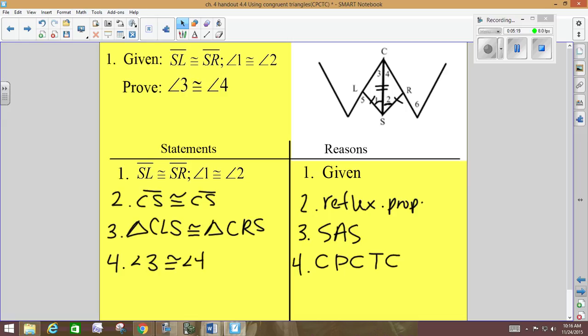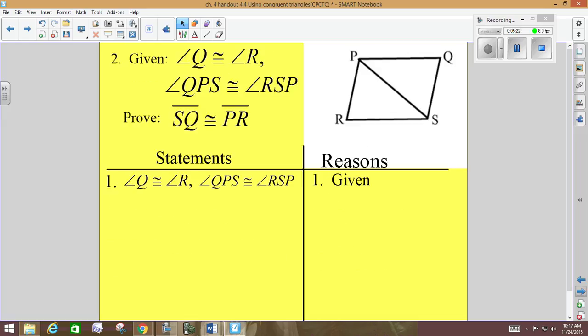Okay, let's go to 2. First step, given. I think most of you have it written down, but if you don't, write your given down for number 2. After we write the given, what do we do then? Mark your picture. Angle Q congruent to angle R. Angle QPS is congruent to RSP. Make sure you use a different number of curves on the second pair of angles, because if you use one curve for all 4, then you're telling me all 4 of them are congruent, but we don't know that. We just know 2 pairs.